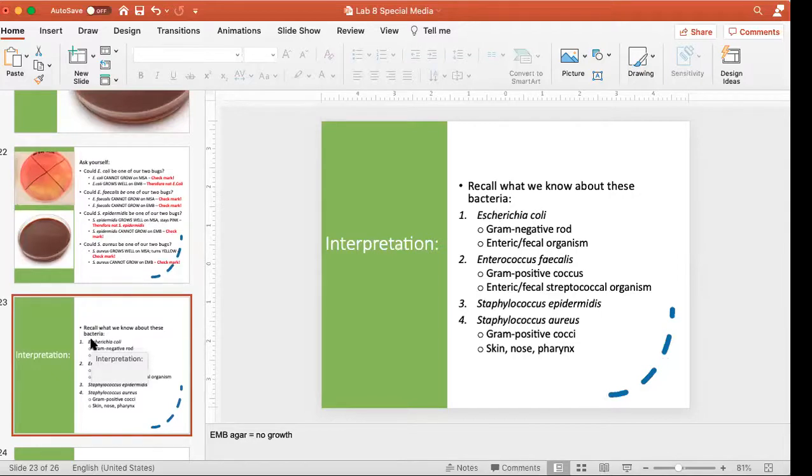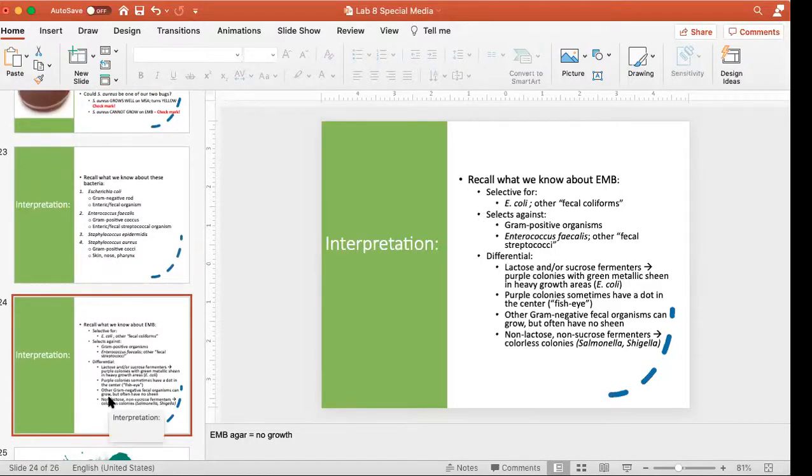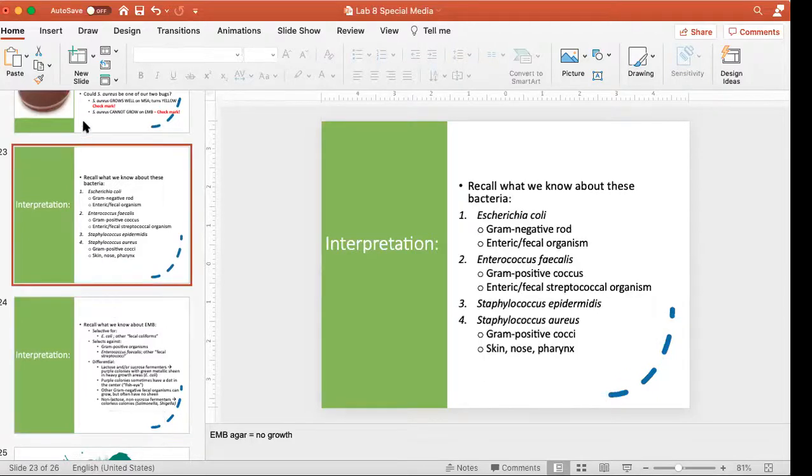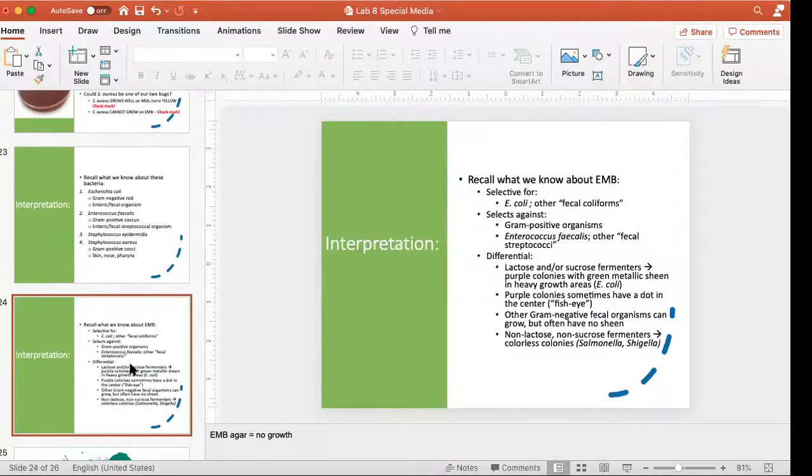Ours was just an experiment. We knew it had to be 2 of these organisms. So we had a pretty short list of possibilities, but still we had to read those plates and we had to know what grows on EMB, what doesn't grow on EMB, what grows on MSA, what doesn't grow on MSA. And by knowing that and looking at the actual plates, we can narrow down our possibilities.